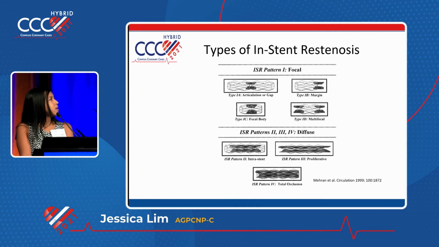And here are some types of in-stent restenosis that were defined by Dr. Moran, who works at Mount Sinai. There's the pattern 1, which is focal, pattern 2, 3, and 4, which is diffuse, and then pattern 4, on the very bottom, you see it's a total occlusion.